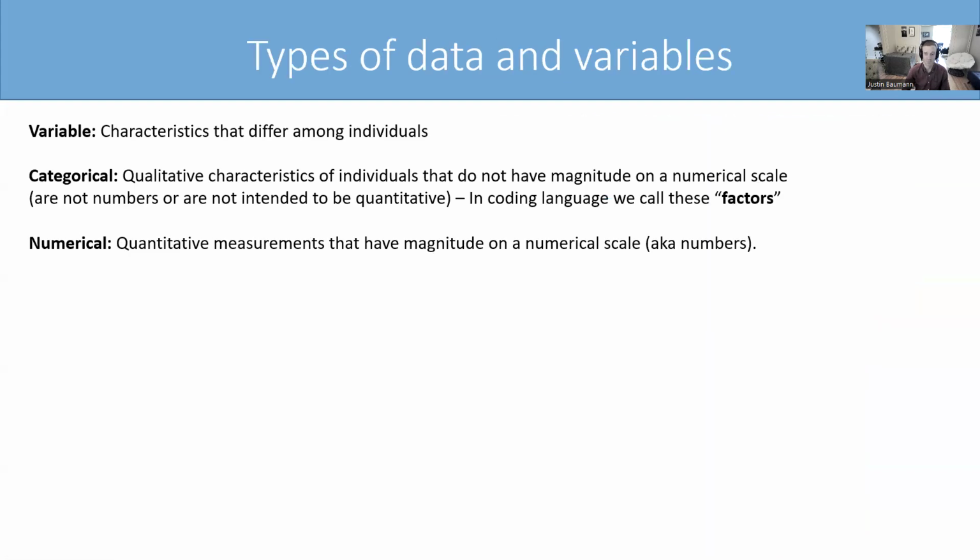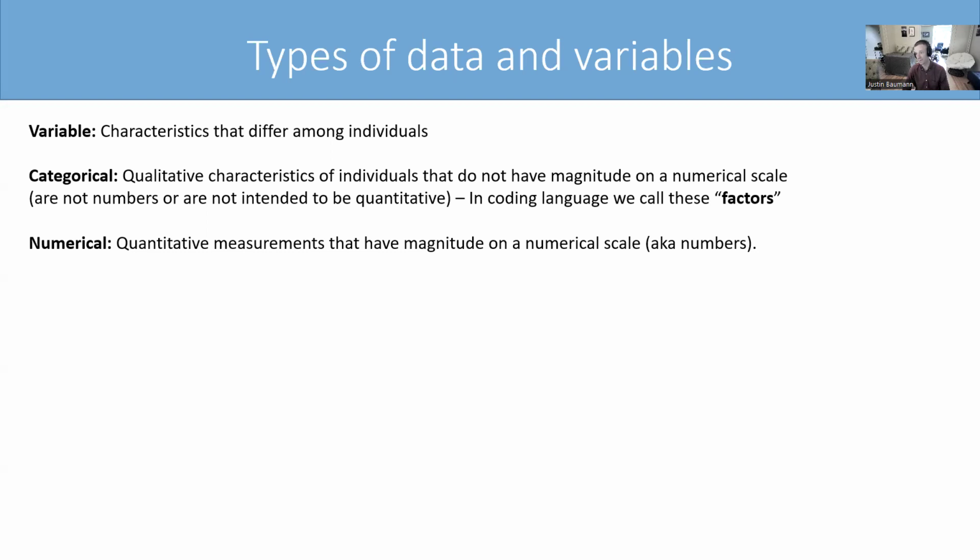All right, here we go. Finally, ending up on just a couple of more terms. Types of data and variables. A variable, it's a characteristic that differs among individuals. Eye color, hair color, fingernail size, left big toe width, that kind of stuff. Categorical variables are also variables, and they are not numerical. They are qualitative characteristics of individuals that do not have a magnitude on a numerical scale.